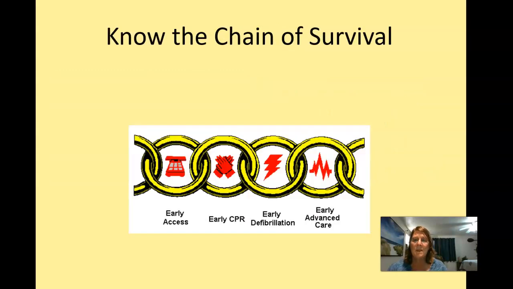So the American Heart Association goes by what we call the chain of survival. And that means when a person's having heart issues, we want early access to help. Call 911. Early CPR, if their heart stops beating, we are going to need to do compressions and do CPR. Early defibrillation, if we have access to an AED, and early advanced care, of medications and more definitive treatments.